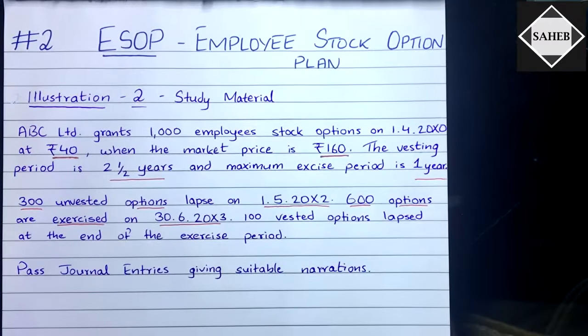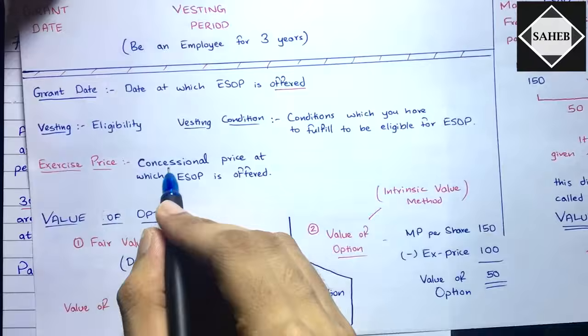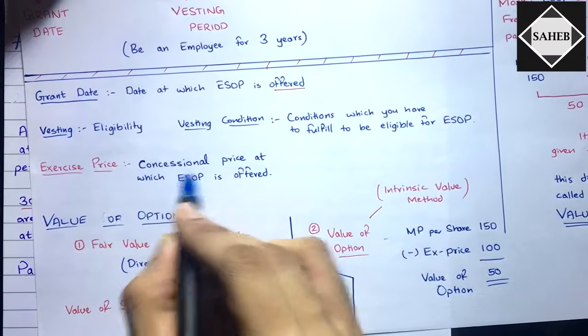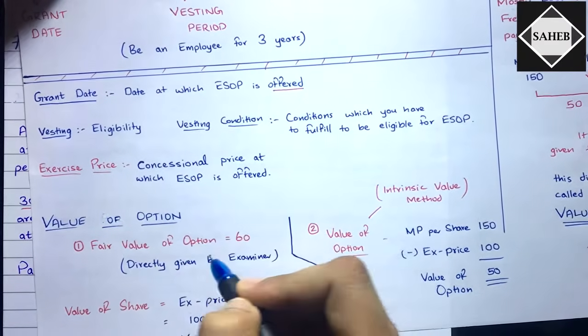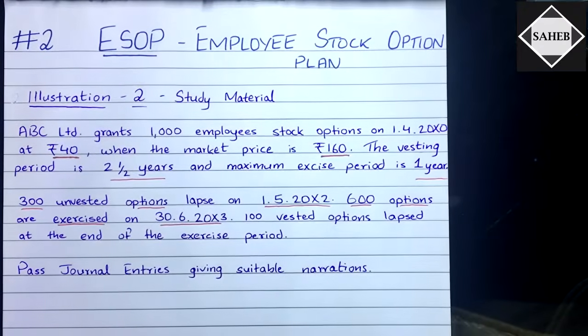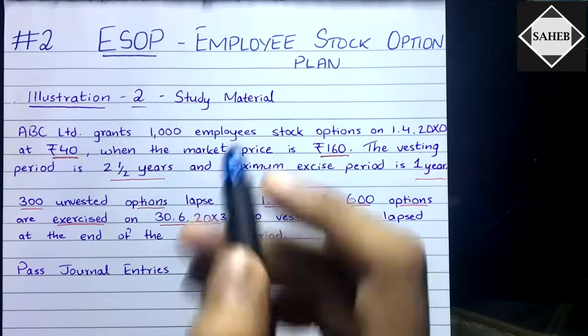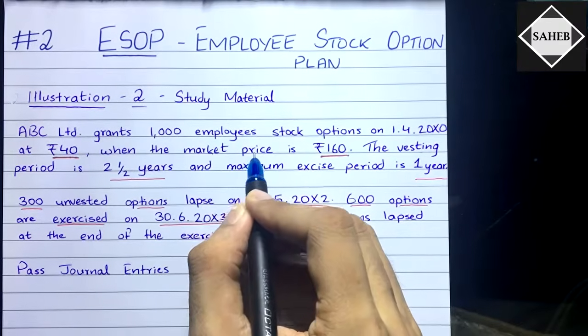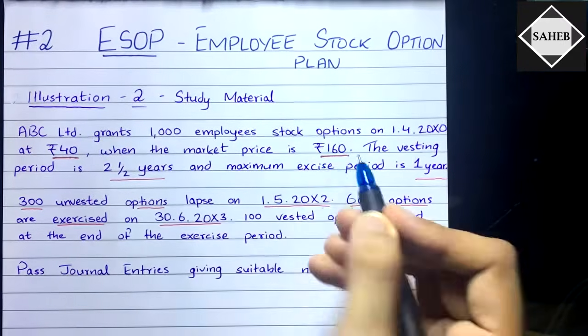So this price at which the grants are offered, the ESOPs are offered, is called the exercise price. The concessional price at which ESOP is offered is called the exercise price. So this 40 rupees is our exercise price. And then you already know what market price is. The price which is traded in the market is called the market price, rupees 160.